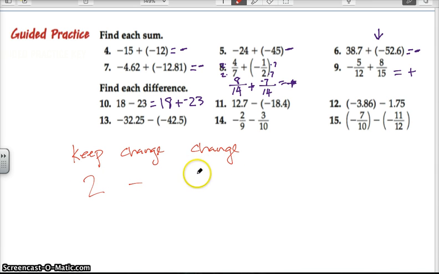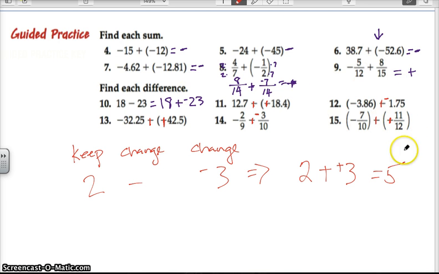So if I have 2 minus a negative 3 and I want to change it to an addition problem, it will be: keep the 2, change the minus to a plus, and change the sign on this next number to a positive 3. So 2 minus a negative 3 is actually 5. And that will be the same here. We would keep this, change this, change this. Keep this, change this, change this. You see where we're going? And then you're going to follow the rules that we did for addition.